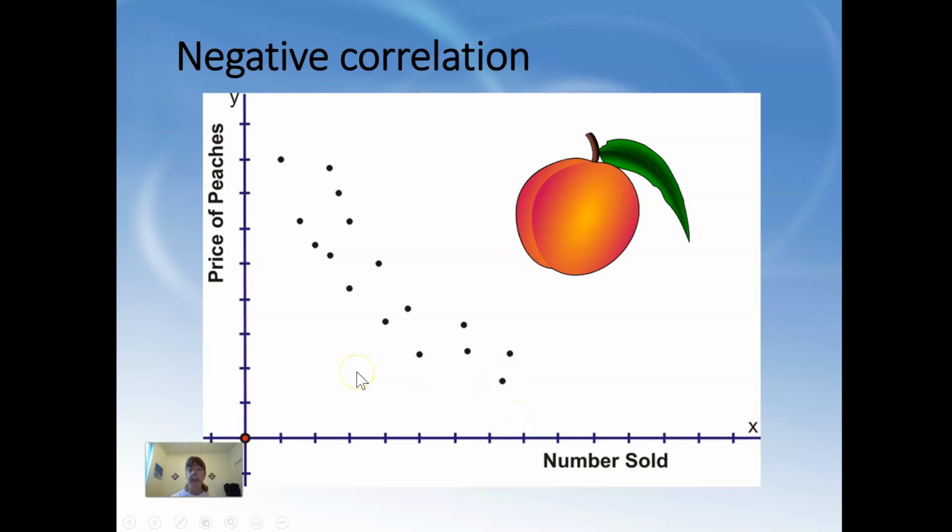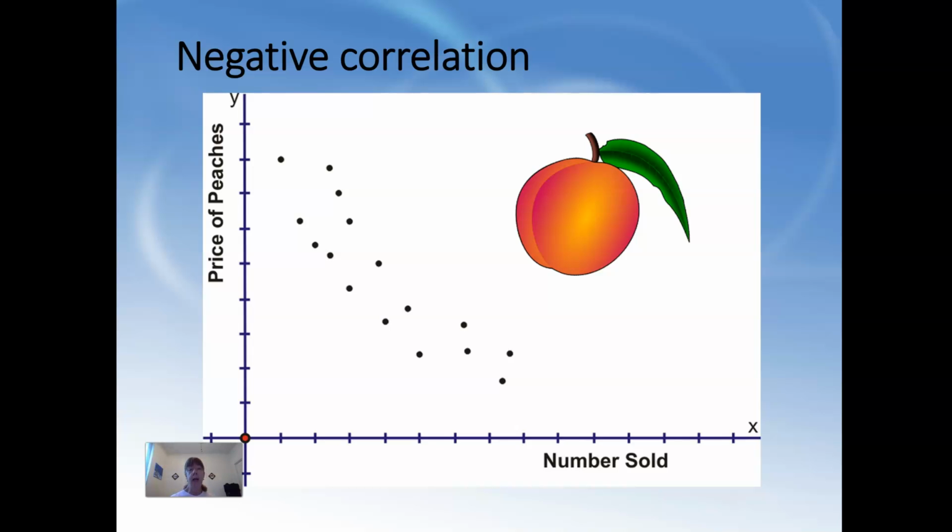So this is a negative correlation. As the price of peaches goes down, more of them are sold. You see how the dots follow along a line that slopes downwards. So if you know the price of peaches, you can predict how many will be sold. If it's a low price, you'll sell a lot. If it's a high price, you won't sell as many. So this allows you to predict.